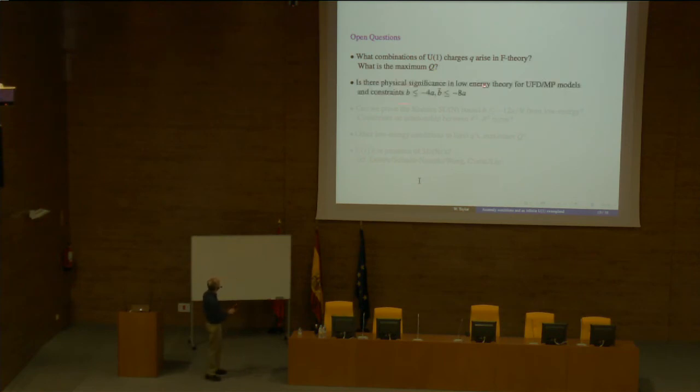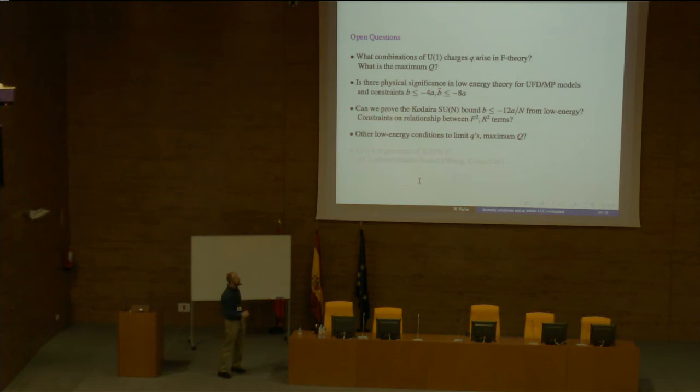Is there a physical significance in low energy theory for these UFD or Morrison-Park models which give these inequalities that closely mirror the anomaly bounds? Can we prove the Kodaira bound from low energy? This would give a constraint on the relationship between higher derivative terms, R squared terms, and F squared terms. Can we find low energy conditions that limit the set of possible charges and cut down this infinite swampland?